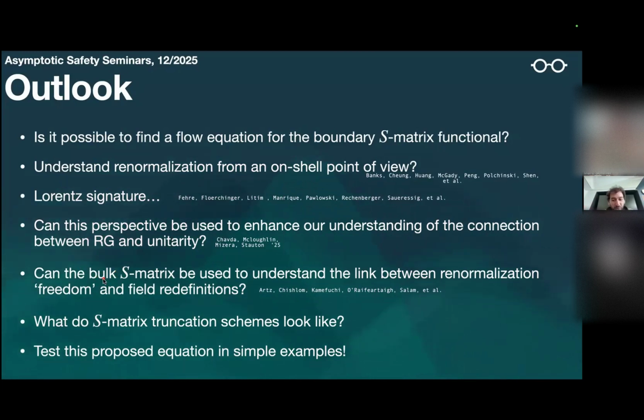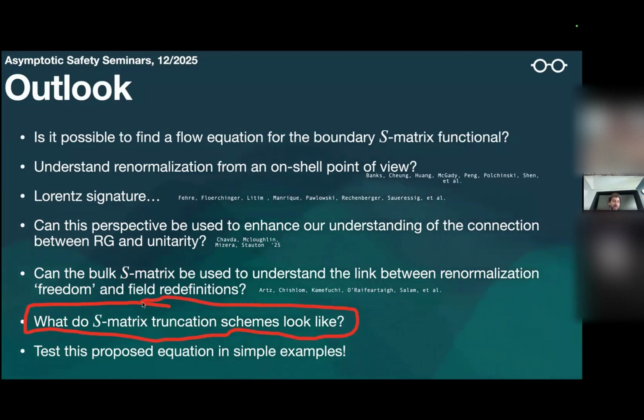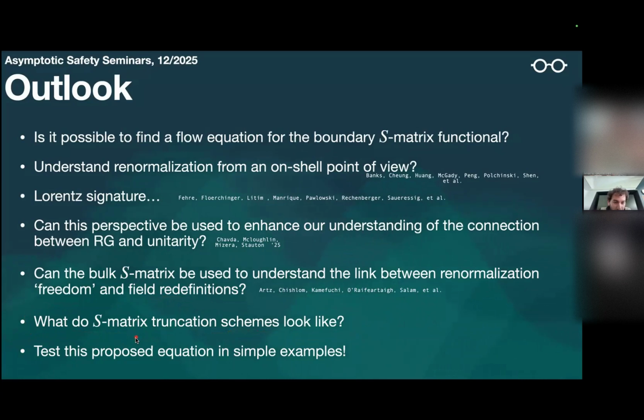And there are very open questions that we are eager to explore. Eventually, if we want to use our equation, we will probably need to come up with truncation schemes. But so far, we don't have any intuition as to what S-matrix truncation schemes look like. So this is a very open question. And of course, the right way to explore it first would be to test our equation in some simple examples, which is something that we're really looking forward to doing.